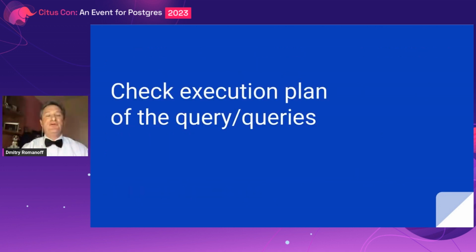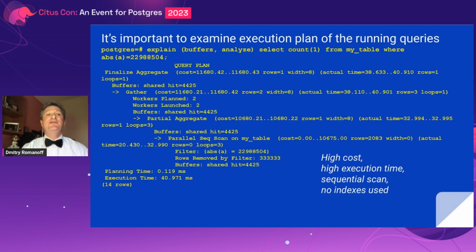Check the execution plan of the queries. It's important to examine the execution plan of the running queries. Here we can see the explain plan of some query selecting count(1) from my table according to some criteria. From this explain plan, we can see high cost, high execution time, sequential scan, and no indexes used.